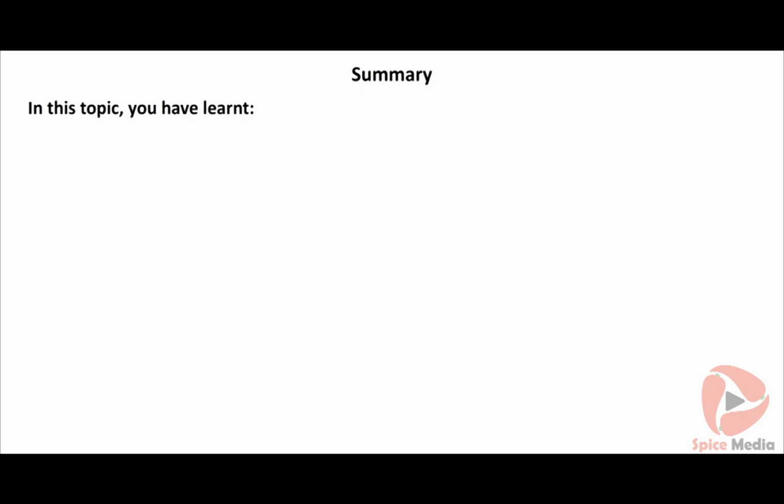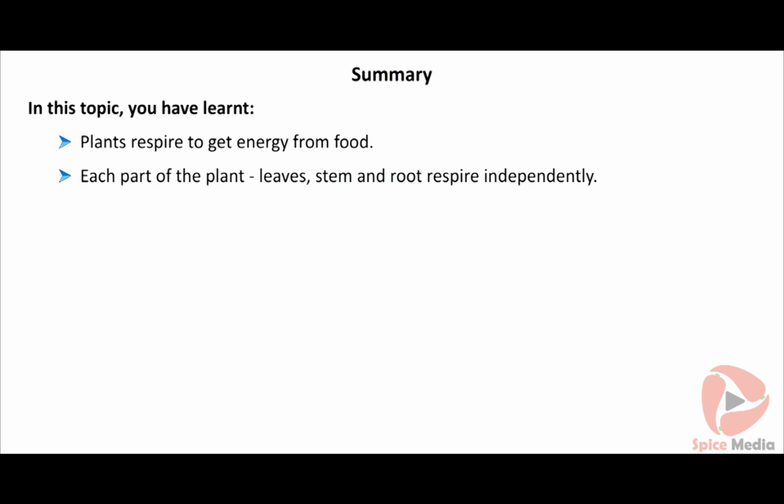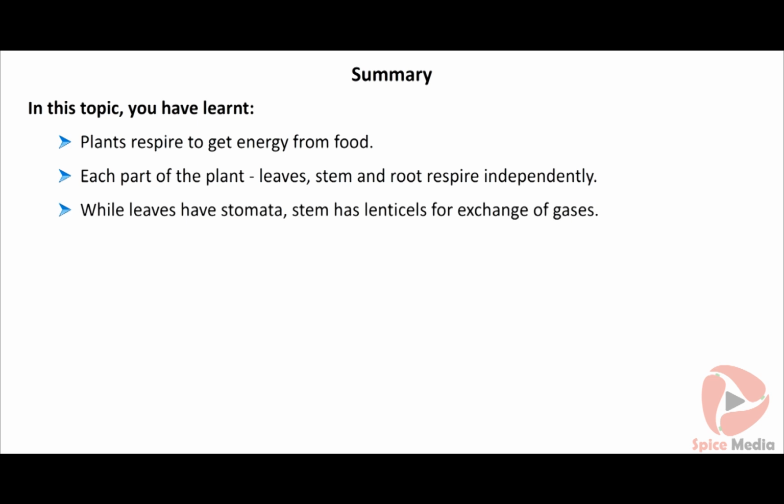In this topic, you have learnt plants respire to get energy from food. Each part of the plant, leaves, stem, and root, respires independently. While leaves have stomata, stems have lenticels for exchange of gases. Roots respire by taking air from their surrounding soil particles.